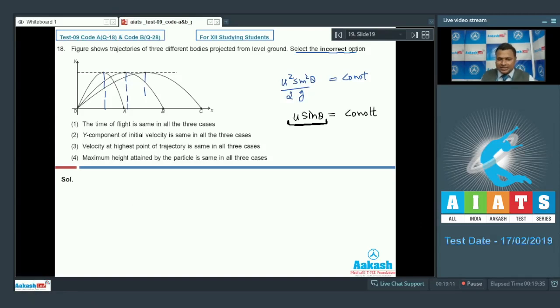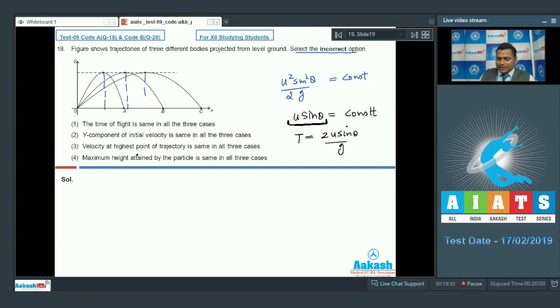So the second option is correct. We have to choose the incorrect option. Now we know that the time of flight is also given by 2u sin theta divided by g. If u sin theta is constant, then the whole factor will be constant. It means the time of flight is also the same. So option number 1 is also correct. But we have to pick the incorrect option.